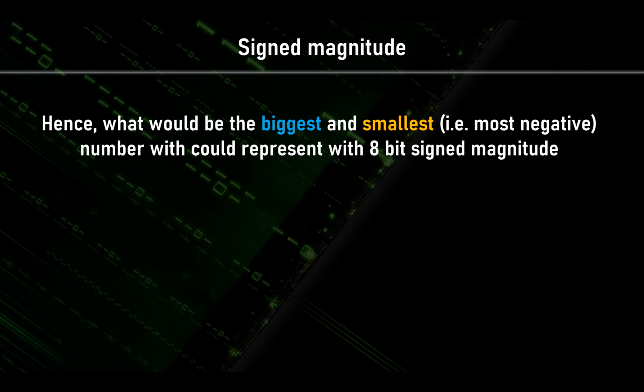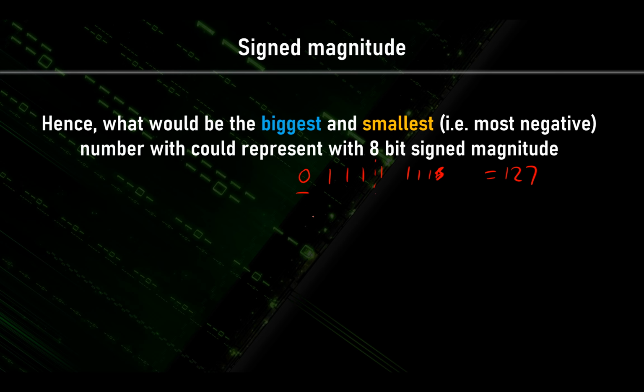So let's think, what would be the biggest and smallest, meaning most negative, number that we can represent using 8-bit signed magnitude? Here you just want to think about the bit pattern. For the biggest number, we want the first bit to be 0, since we want it to be positive. Then we want all the remaining bits to be 1. So the first bit is 0, then the next 7 bits are all 1s. And if you add those up, that's going to be 127.